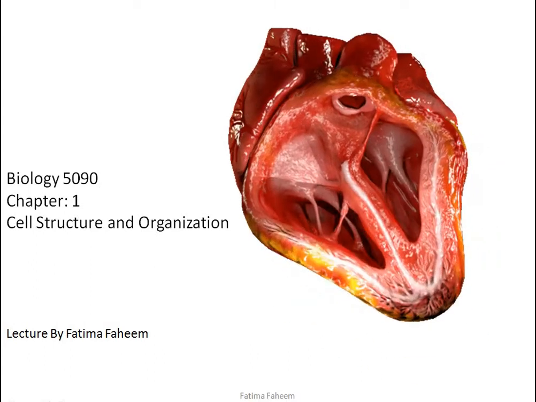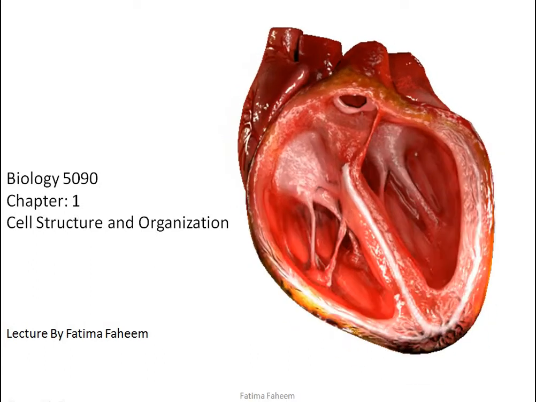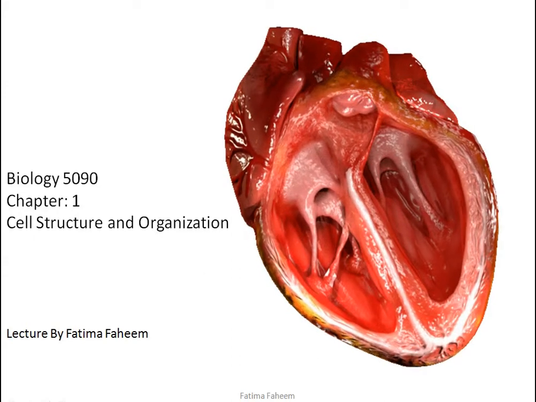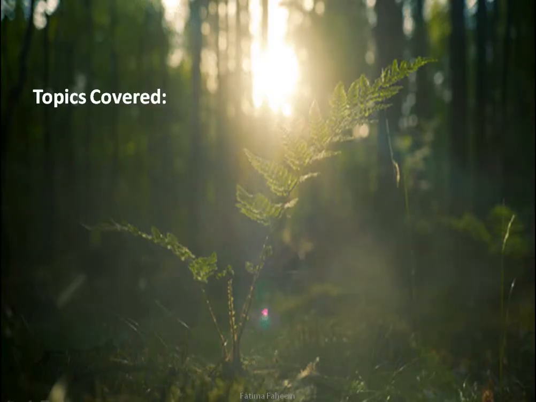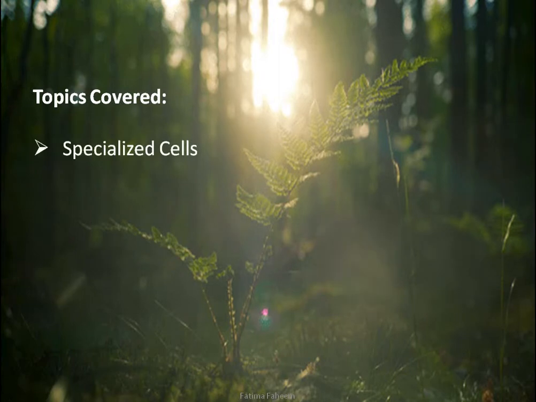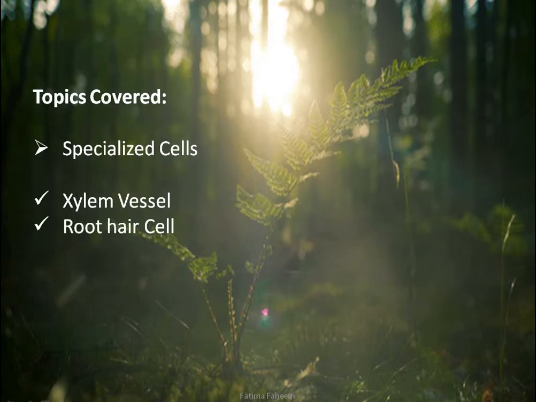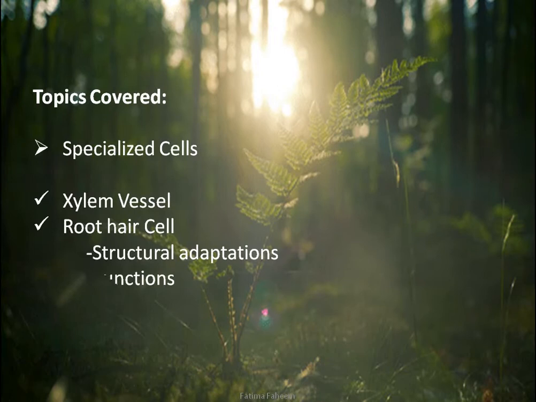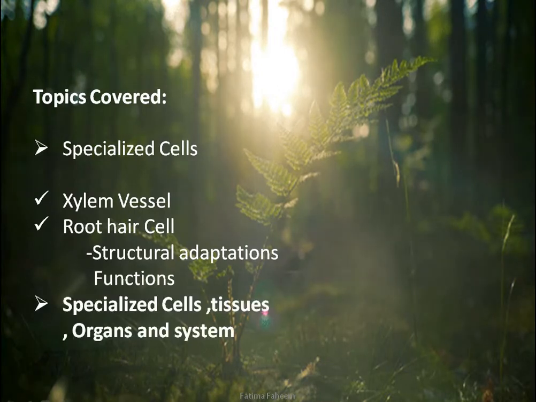Okay, students, this is chapter number 1, cell structure and cell organization. Today we are going to cover the following topics. We will see some specialized cells, including the xylem vessel and the root hair cell, and we will go through their structural adaptations and functions. We will also see how these specialized cells join together to form tissues, organs and organ systems.